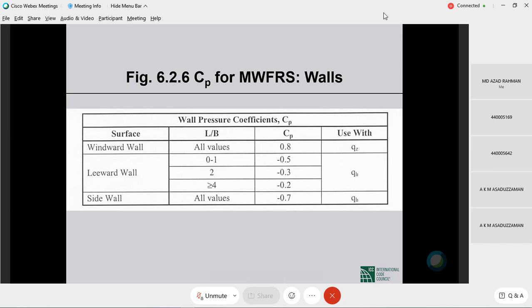For an L over B ratio between 0 and 1, it is negative 0.5. For a ratio of 2, negative 0.3. For a ratio of 4 or more, negative 0.2. Between 2 and 4, you will interpolate between negative 0.3 and negative 0.2. Side walls for all values, it is negative 0.7. So the walls, the external pressure coefficients you get from this one table.